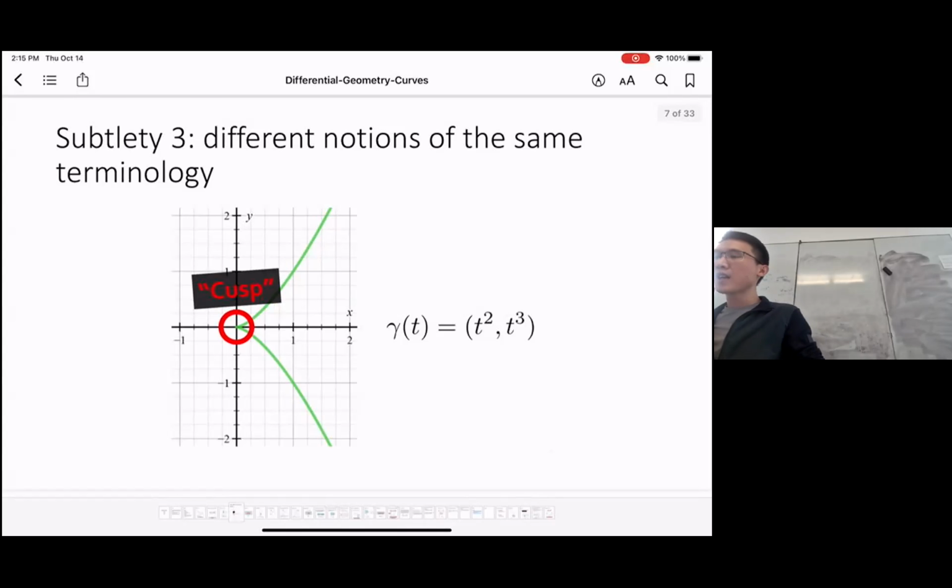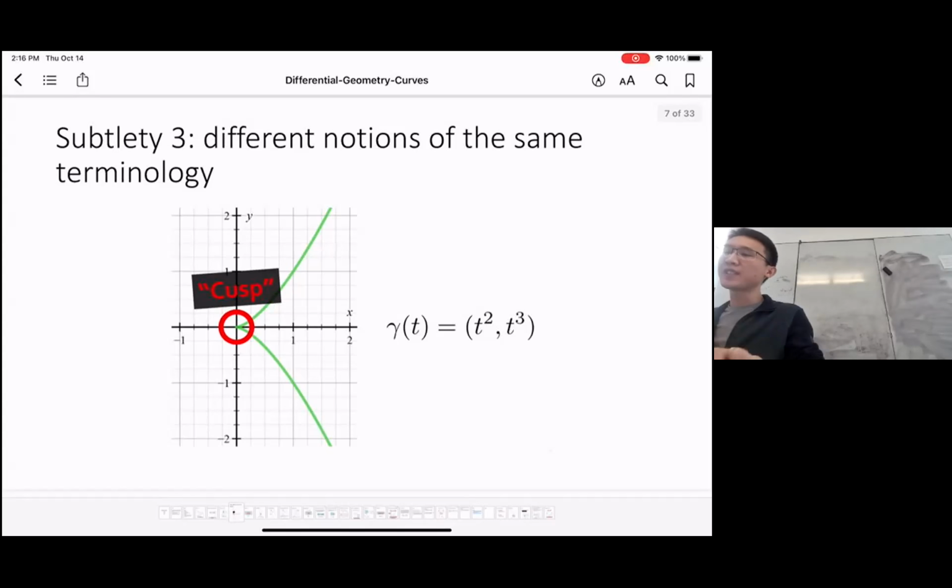In this case, this function (t squared, t cubed) is perfectly smooth, because by smooth here we can think of it as infinitely differentiable. Both t squared and t cubed, I can take any derivatives as I like. So we call it a smooth function. But if we're looking at the curve on the plot at the point (0, 0), it's definitely not smooth. There is this cusp.